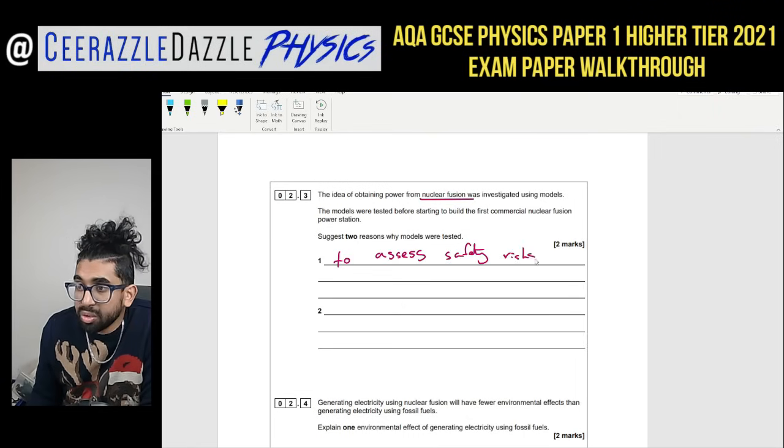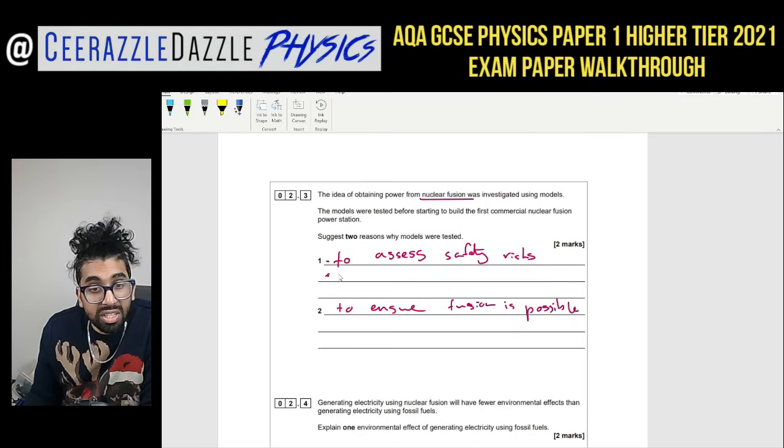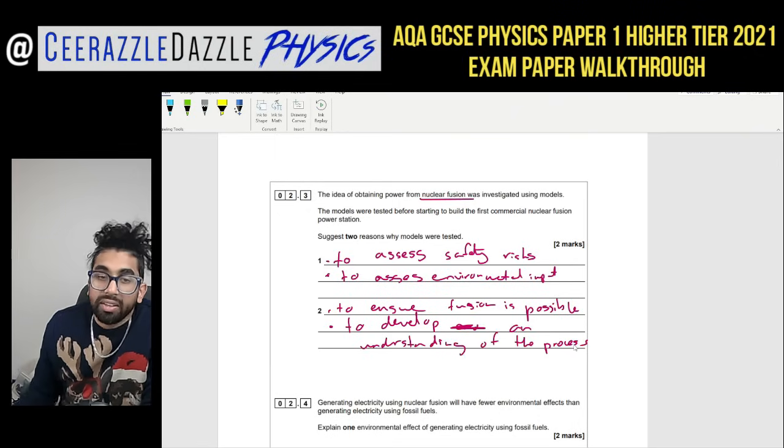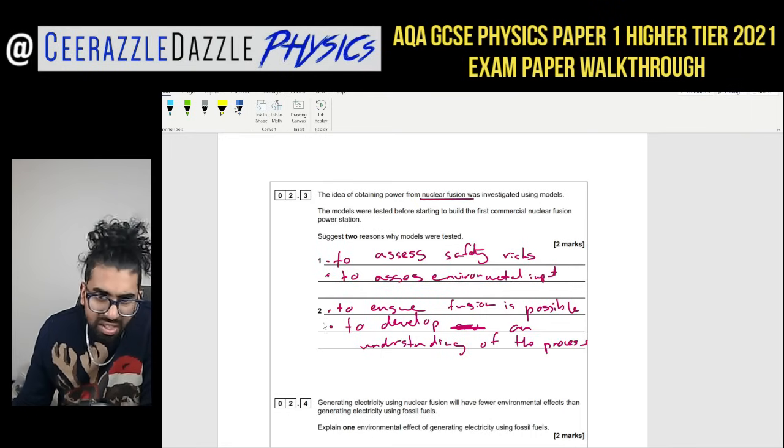Another reason why you want to do it is maybe to check if the process is possible, to ensure fusion is possible. These are all acceptable. There's a couple of other ones in the mark scheme I'll put down. So obviously there's 2 here. There's multiple things they can take. We can also say to assess the environmental impact, maybe to also say to develop an understanding of the process. Fantastic. Okay, so there's 4 reasons there, but obviously you can just pick 2. There's many more in the mark scheme for you to look at as well.